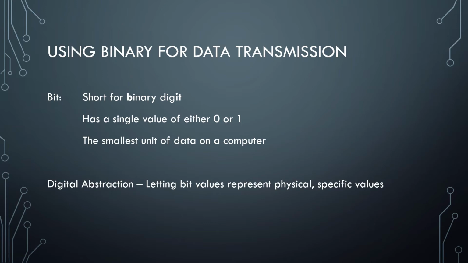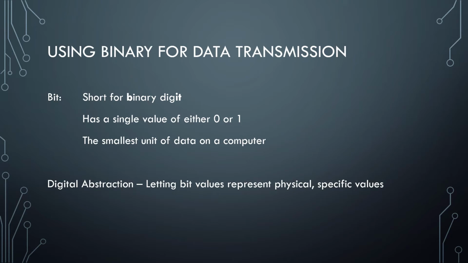That's something that the computer, the CPU, the microprocessor, they can recognize high and low values. Either something is there or it is not. So we use bits to represent these high and low values. That is short for a binary digit. And a binary digit has a single value of either 0 or 1, high or low. And that is the smallest unit of data on a computer.